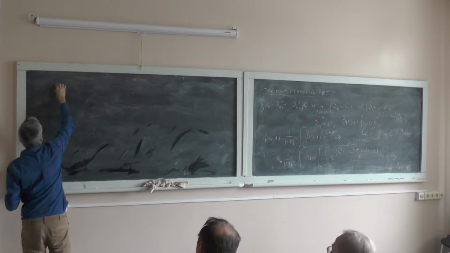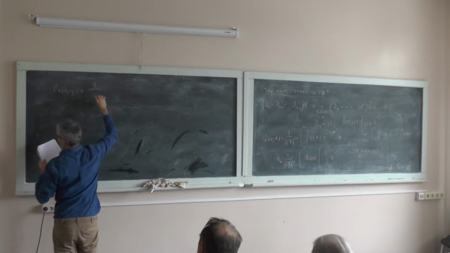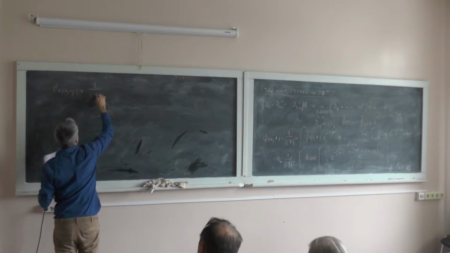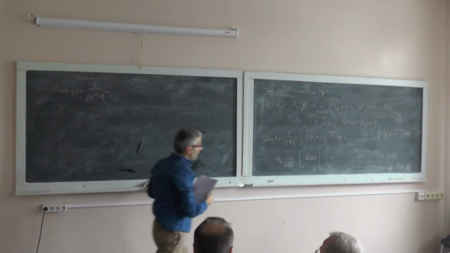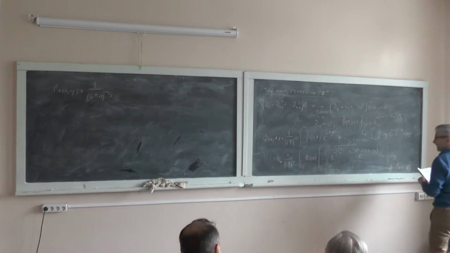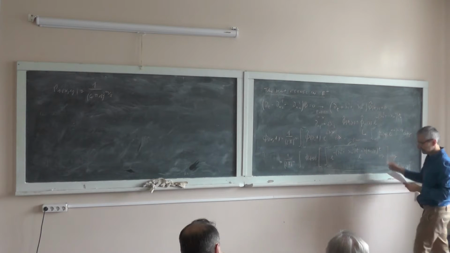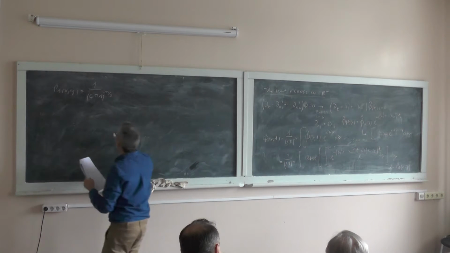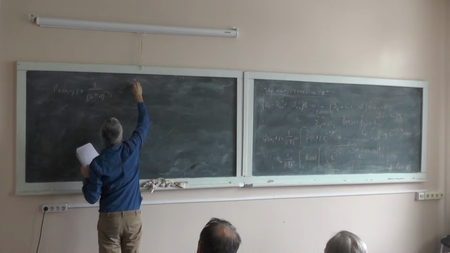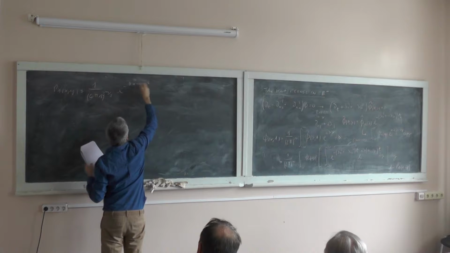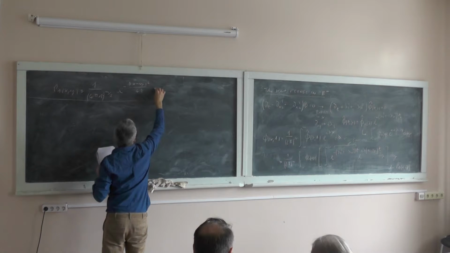So p_t in R^n, p_t of x, y, is simply 1 over (4 pi t) to the n divided by 2. So this t comes from this t here. Of course, here there is also a t, and then e to the minus the norm of x minus y squared divided by 4t. So very nice.